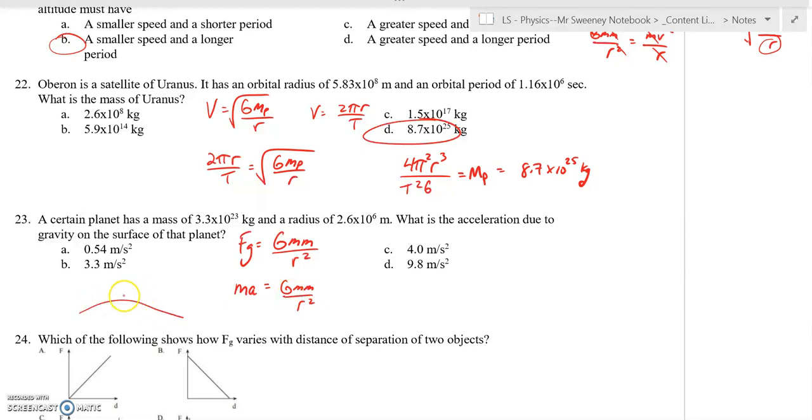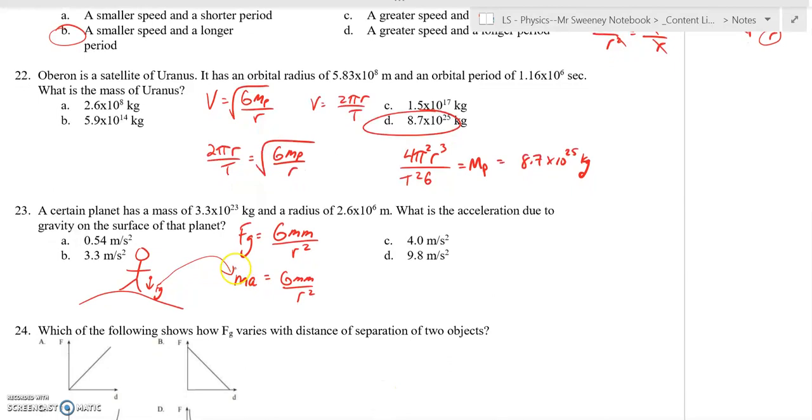Remember, this is like the problem we did in class where an astronaut's standing on Mars and they drop a ball, and you want to know what's the acceleration. Well, the only force is the force of gravity, so that's the net force, it's ma. So if you cancel out the m for the object, you're left with the acceleration: a equals GM over r squared. Plug in G, the mass of the planet, divided by the radius squared, and you get 3.25 meters per second squared.